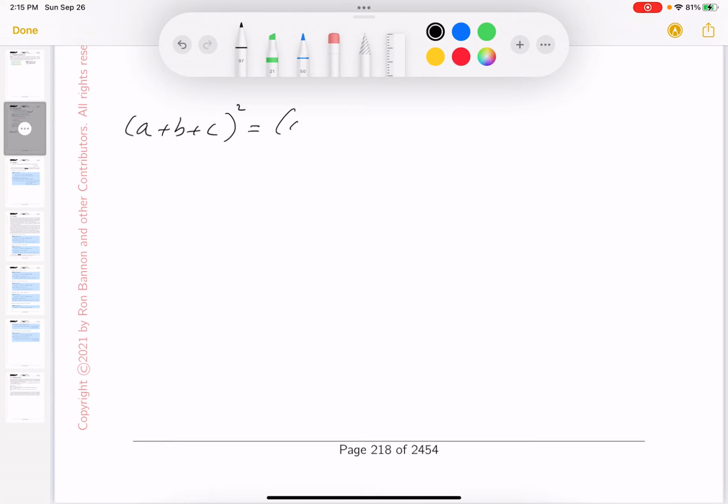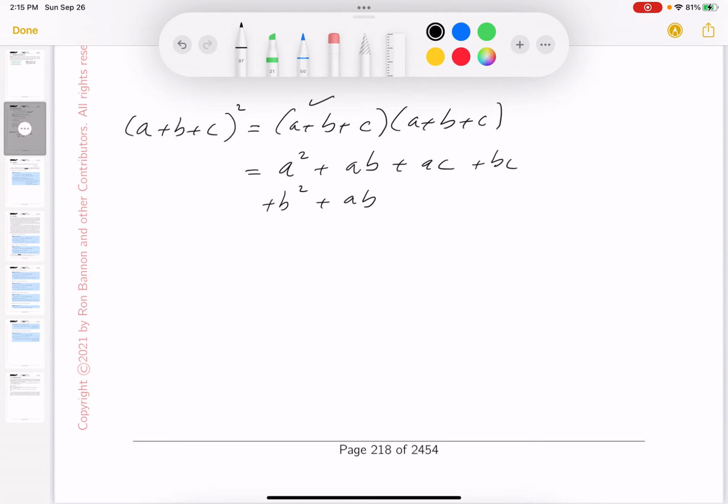And what's that going to give you? (a + b + c)(a + b + c). This will give you a squared. I'm distributing the a across three terms, plus ab plus ac. That distribution's done. Now we're going to do b. That's going to give me ab, and that's going to give me bc. That's going to give me b squared. I'll put that over here. And did I do that right? Let's see: ab, b squared, and bc. Yeah, I did it right.